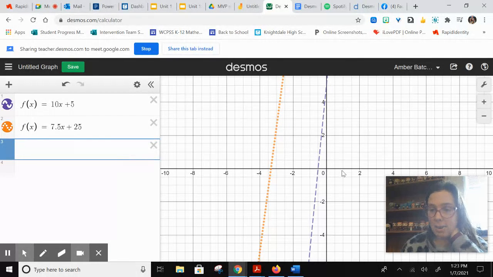So can I see anything yet? No. When I graph, I want to make sure that I can find their intersection points. I want to know, where do these two equations match up at an intersection point? Where do they cross? Where are they equal?